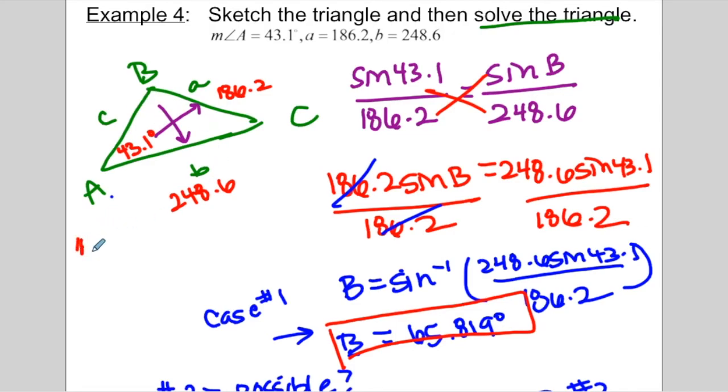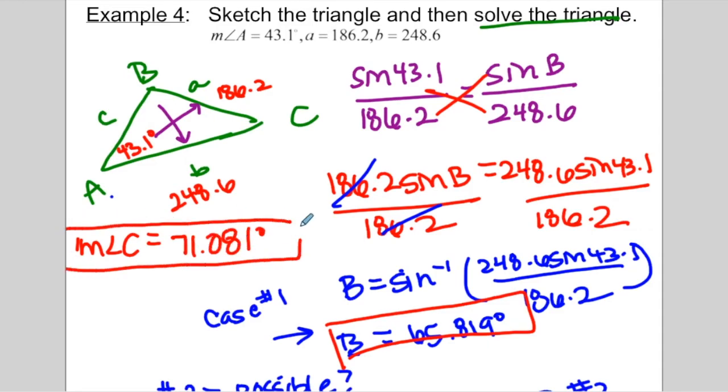So I have to find the measure of angle C. I would take 180 minus 65.819 minus 43.1, which gives me 71.081 degrees. So I now have measure of angle B and C, and I have A. I have side A and side B, so I just need to find side C. The way I'm going to find side C is law of sines.